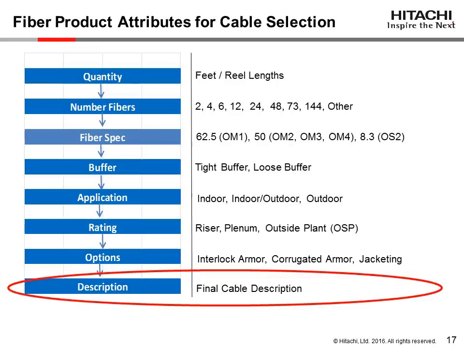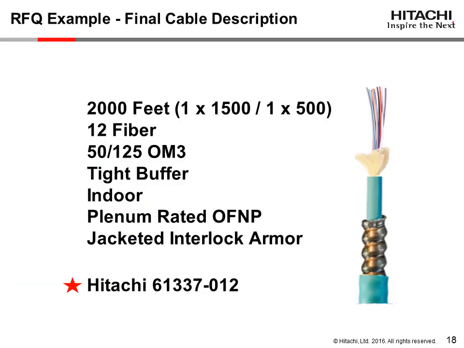Going through this type of selection process will accurately define the final cable description. The checklist will also identify possible options to consider or substitutions the specifier or the user may not be aware of. In this RFQ example, the cable specified is Hitachi 61337-12, a 12 fiber, 50/125 OM3, tight buffer plenum rated OFNP with jacketed interlock armor.